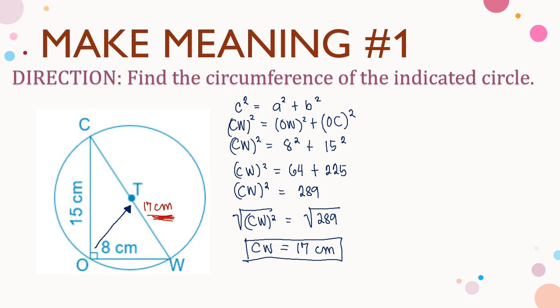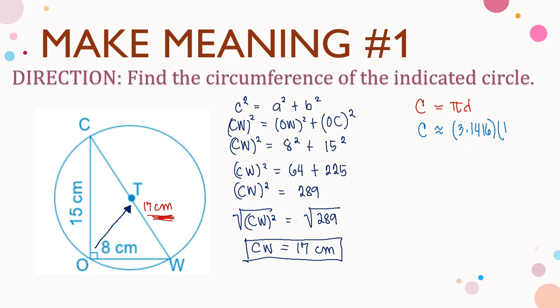And now we can proceed with our formula for circumference, which is pi d. Substituting in our formula, the circumference is approximately 3.1416 times our d.